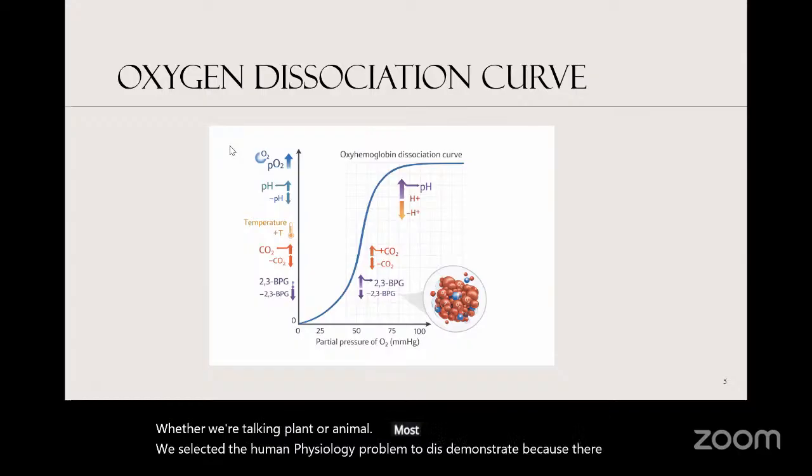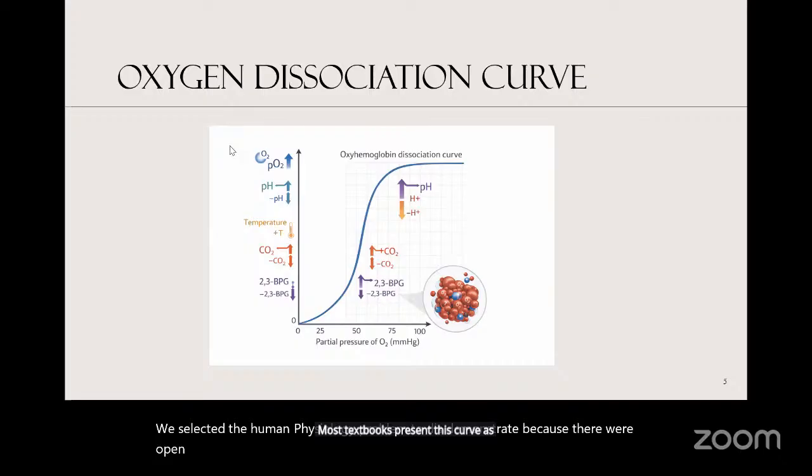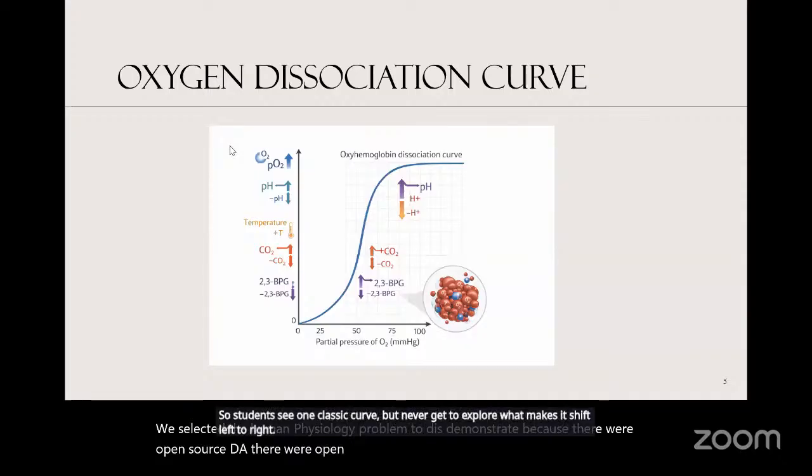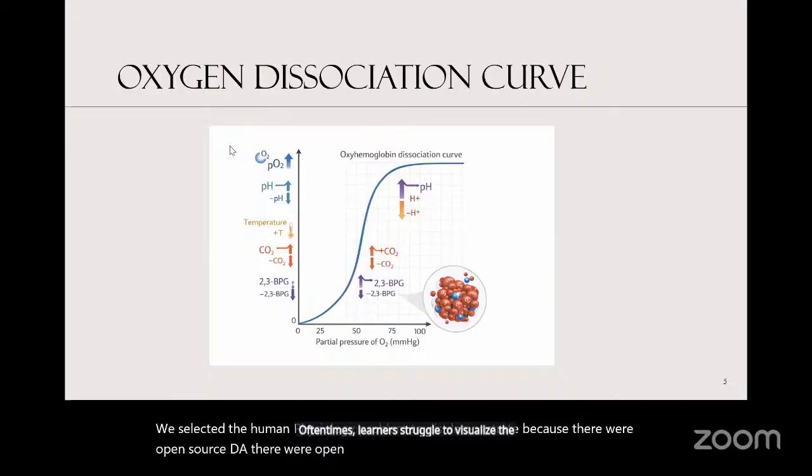Most textbooks present this curve as static. So students see one classic curve, but never get to explore what makes it shift left or right. Oftentimes, learners struggle to visualize the nonlinear response. So small changes in physiology can produce large, non-intuitive changes in saturation. So real clinical scenarios are dynamic, but classroom examples are not.